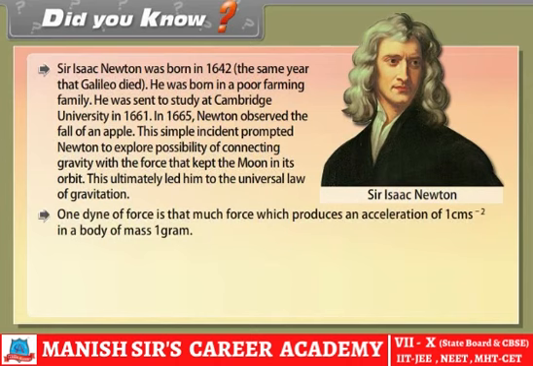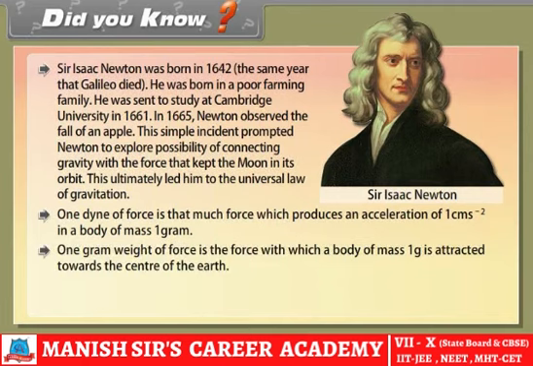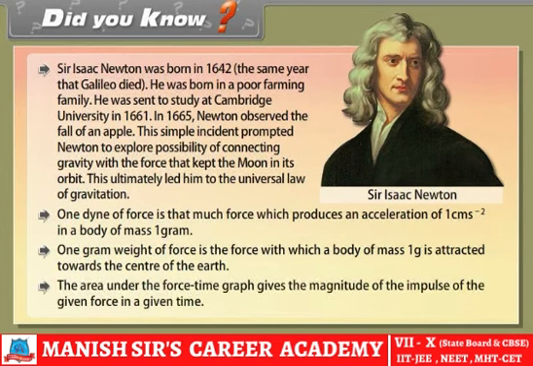1 dyne of force is that much force which produces an acceleration of 1 centimeter per second square in a body of mass 1 gram. 1 gram weight of force is the force with which a body of mass 1 gram is attracted towards the center of the earth. The area under the force-time graph gives the magnitude of the impulse of the given force in a given time.